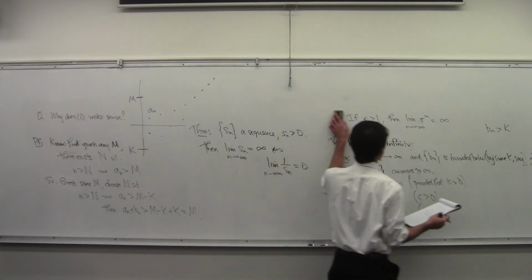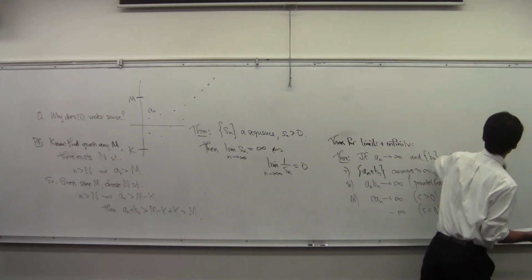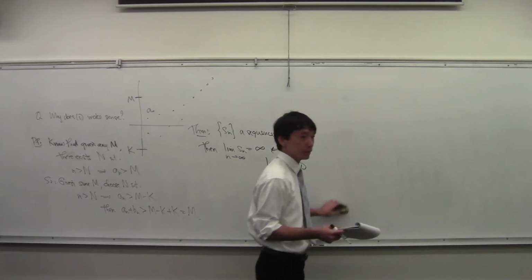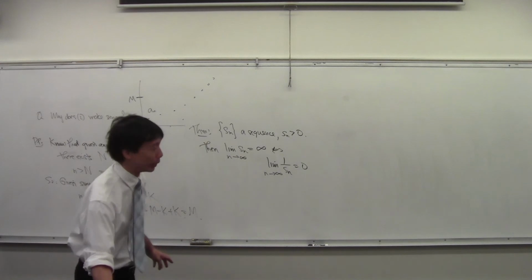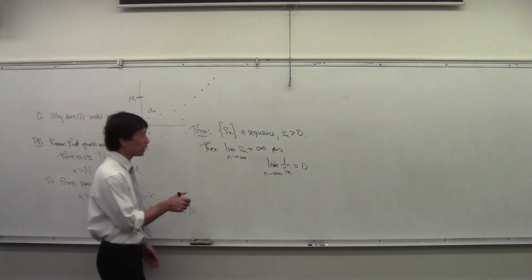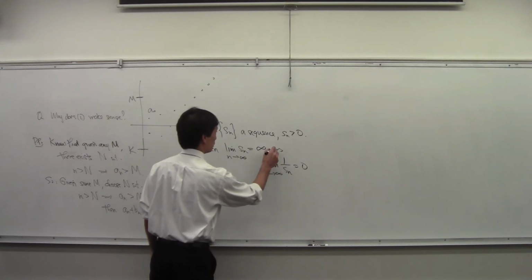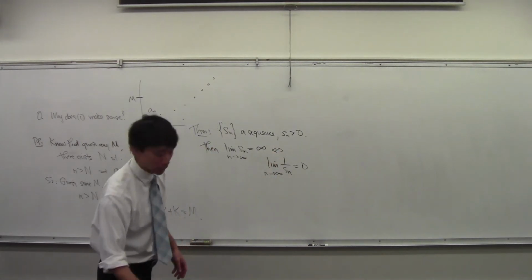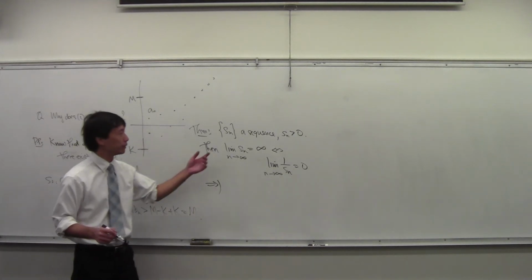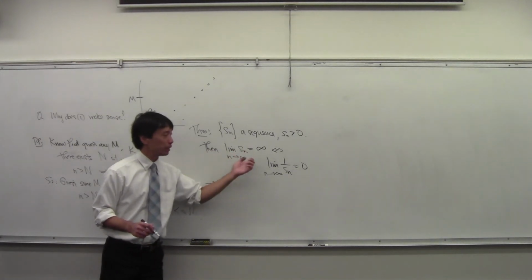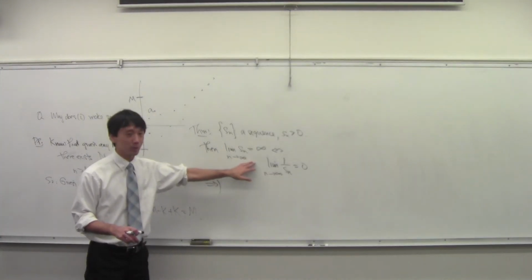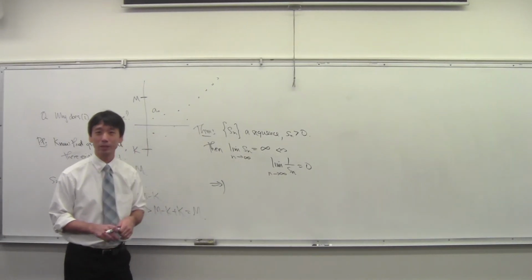Okay, so maybe this is, I think this is a good one for you to try. This is pretty straightforward. Take 2 minutes and see if you can get, say, the forward direction. So try to show that if the limit is infinity, that ensures that 1 over s sub n goes to zero. So just write it down.